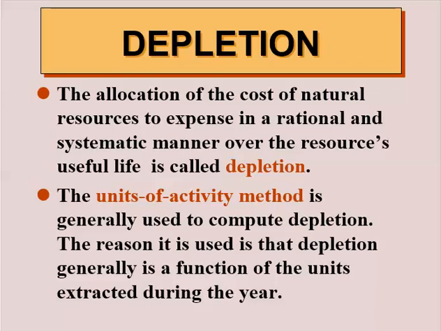So we have something different with natural resources than we do with plant assets. With plant assets, we depreciate them. With natural resources, we actually do something called depletion. We deplete those over time from the earth. And the good news here is that we're using units of activity to calculate the amount of depletion that we take on our particular mines.